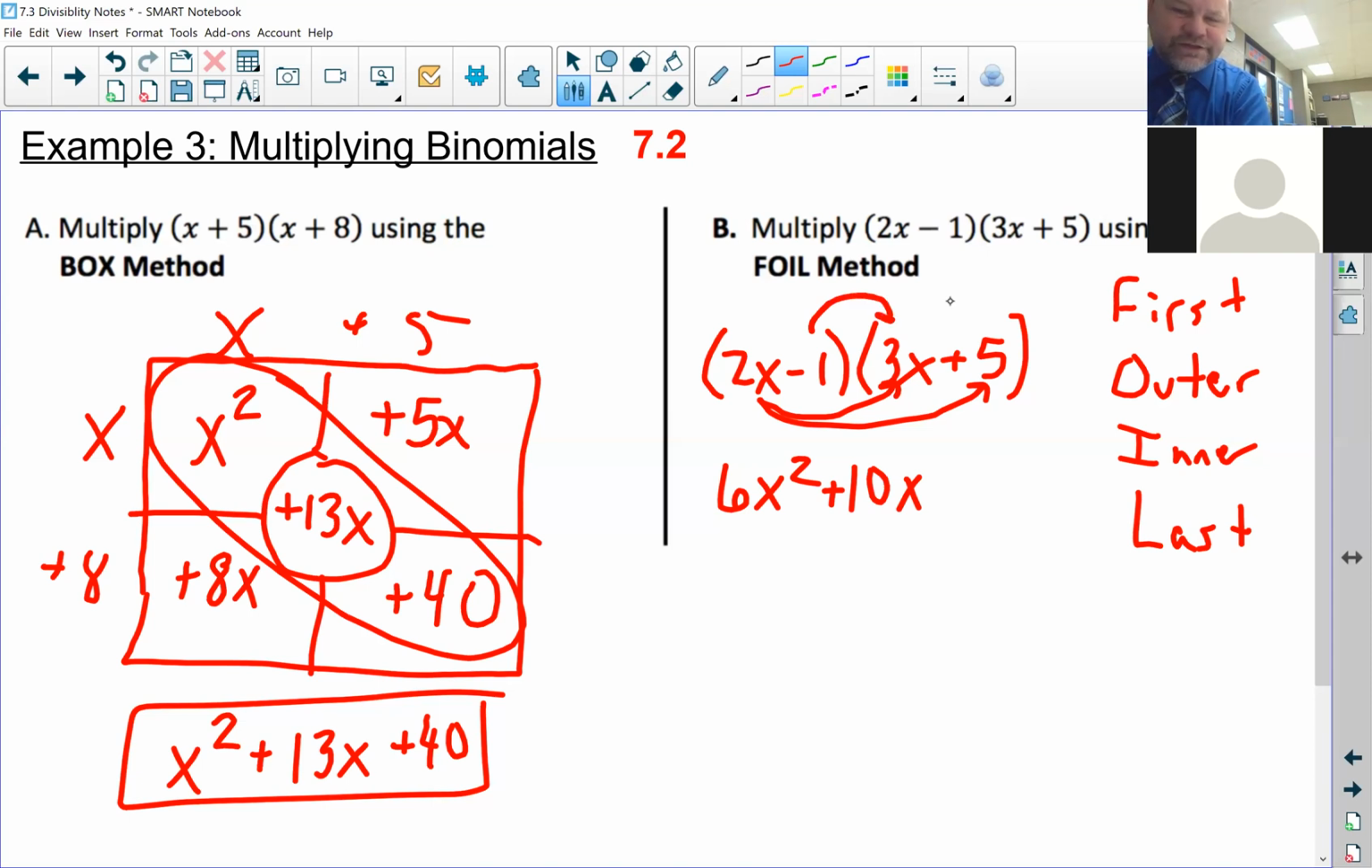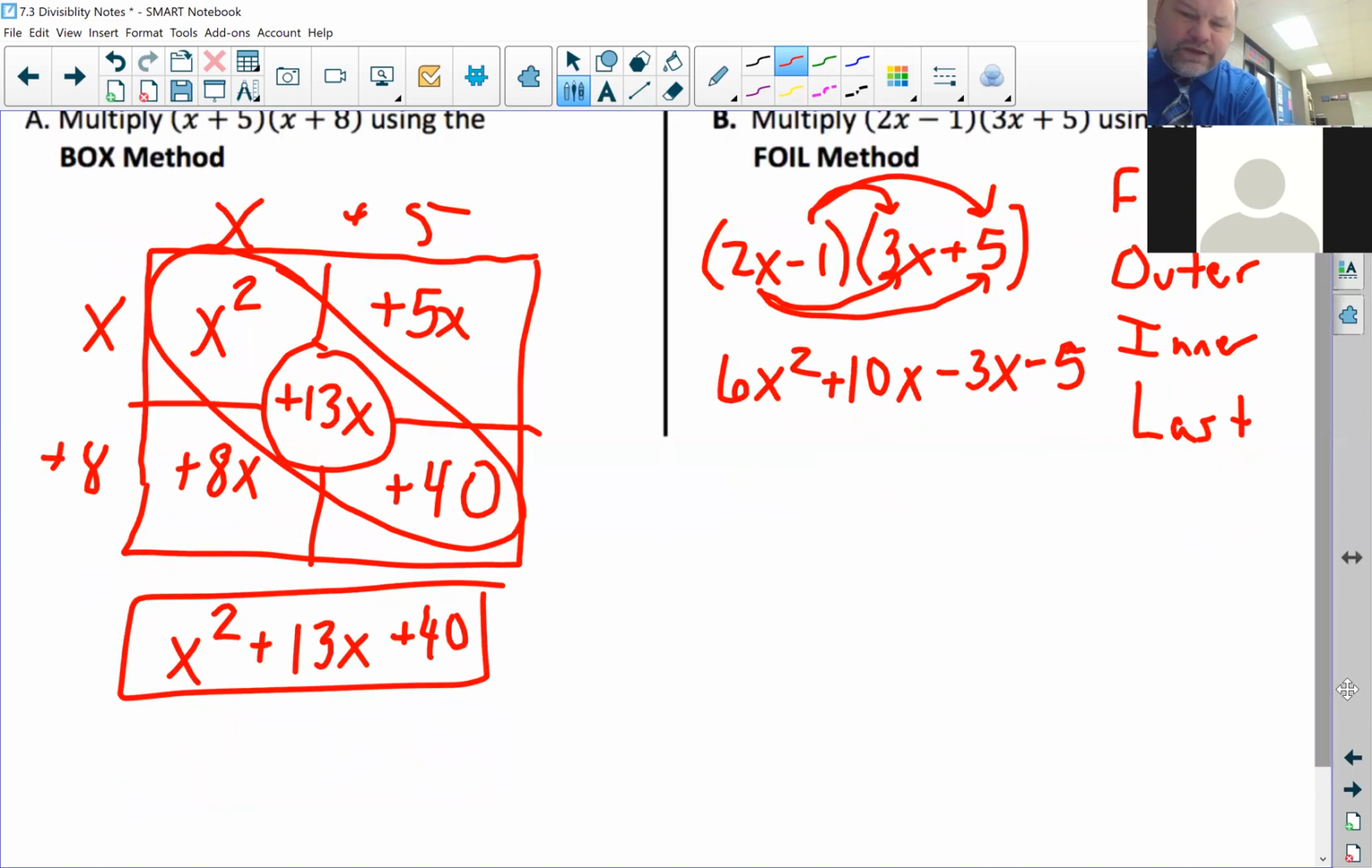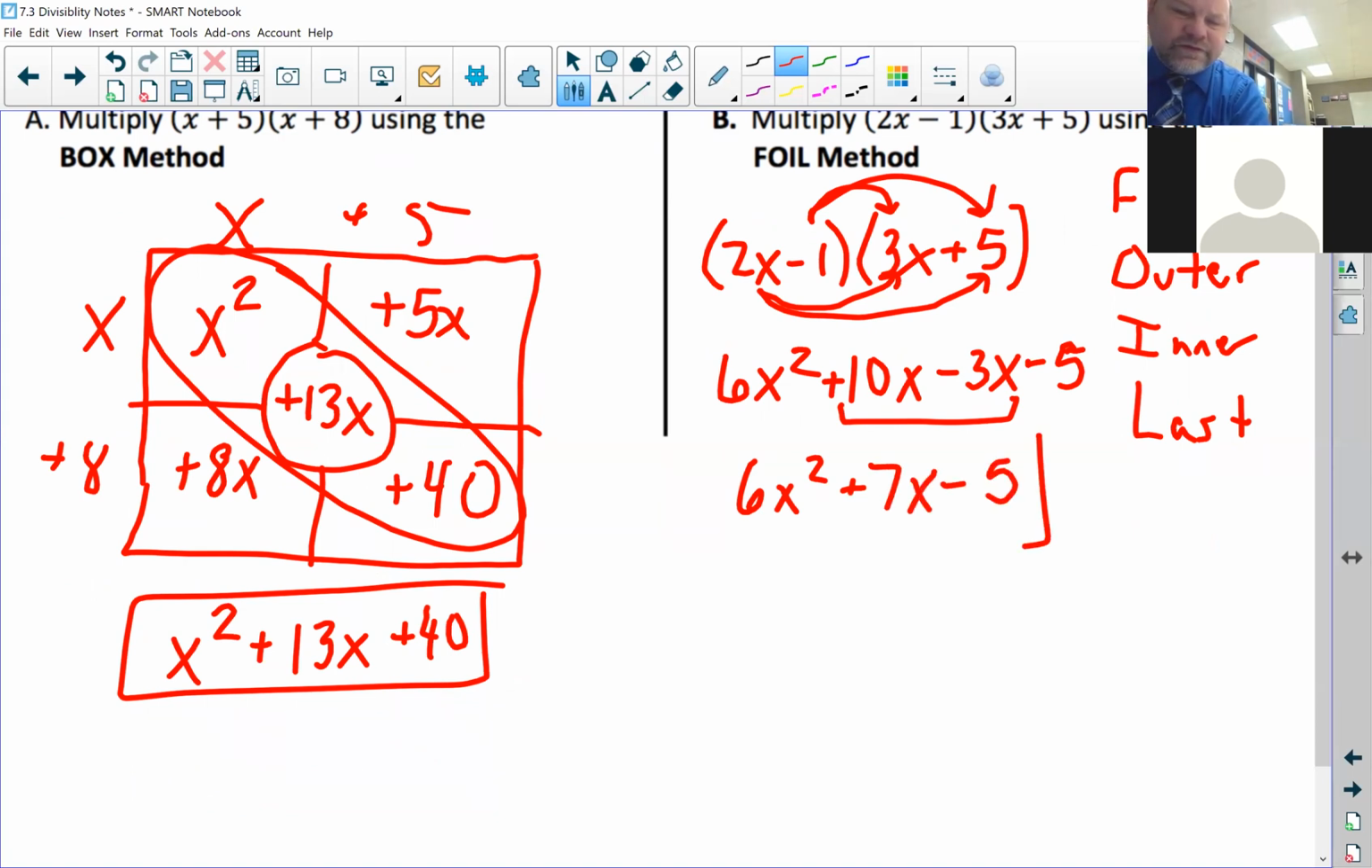Inner, in this case, it's -1 times 3x. And the last term in each binomial, -1 times 5. And we have our like terms. So we want to combine those. 10x minus 3x, well, 10 minus 3 is 7. The x doesn't change. And we have that product.